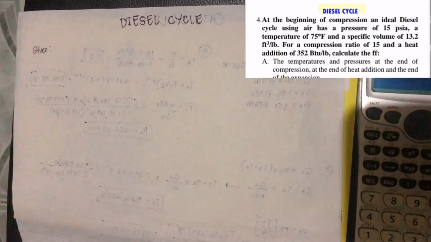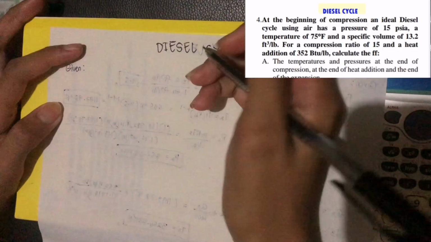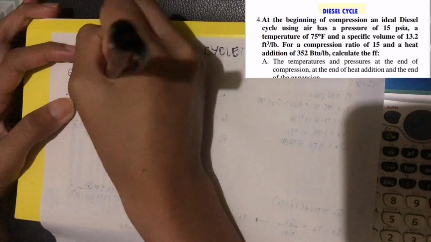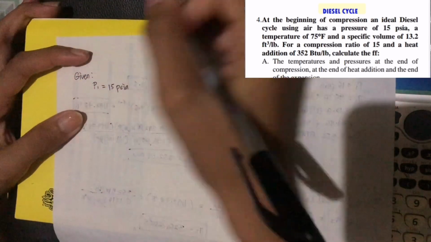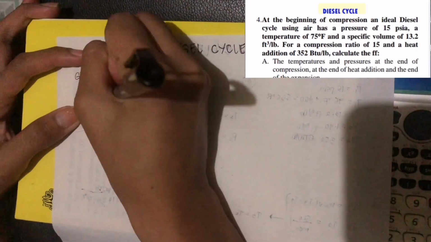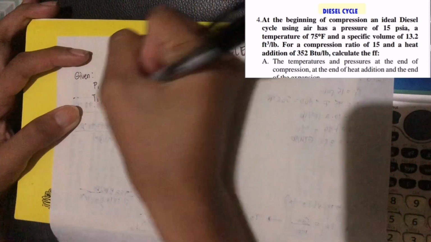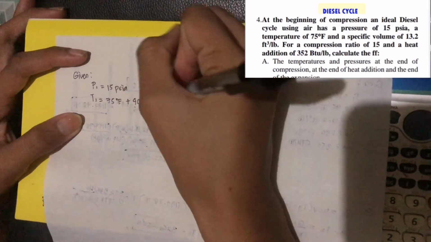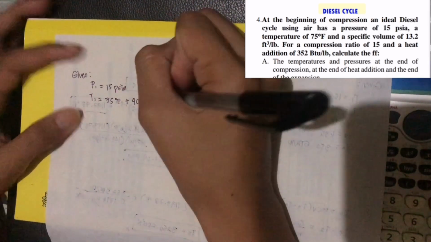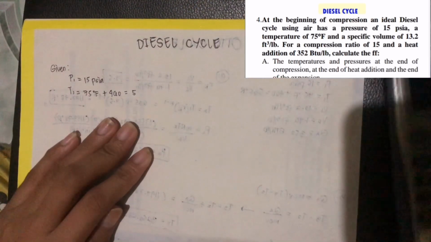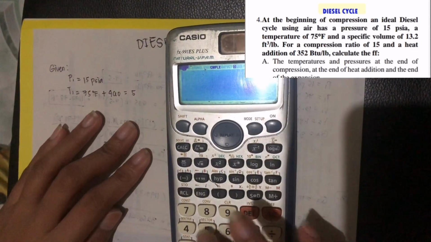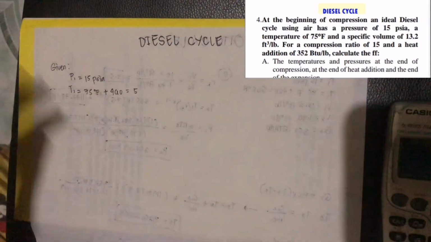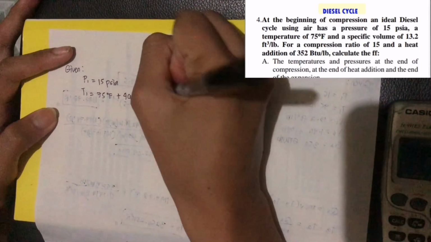So first, let's write down the given. P1 is 15 PSIA, and temperature 1 is 75 Fahrenheit. We add 460 to convert to Rankine. So 75 plus 460 is 535 Rankine.